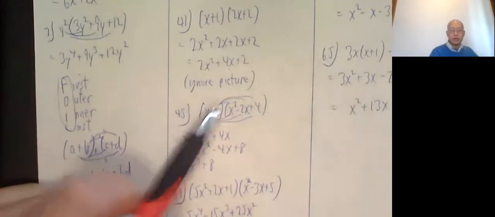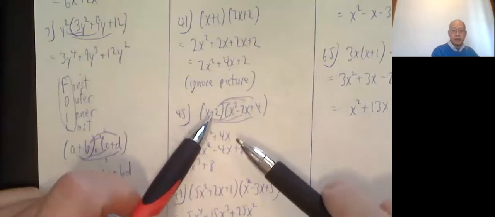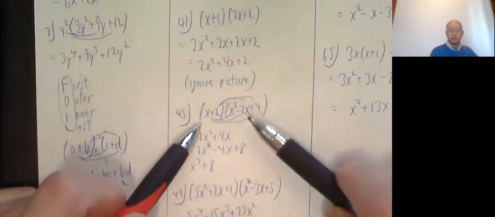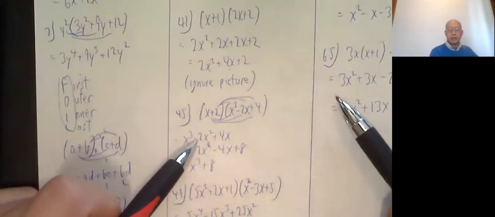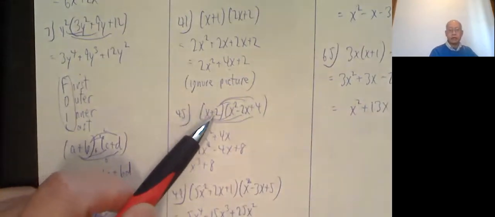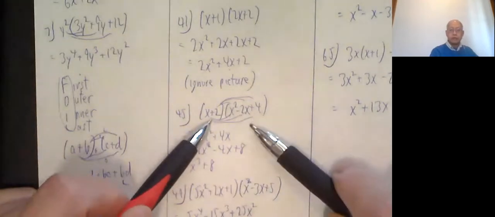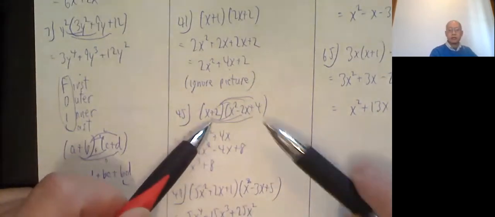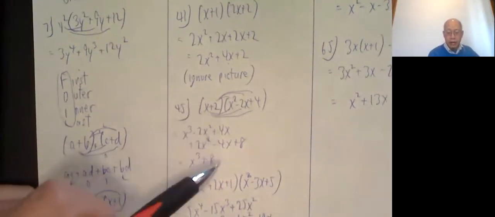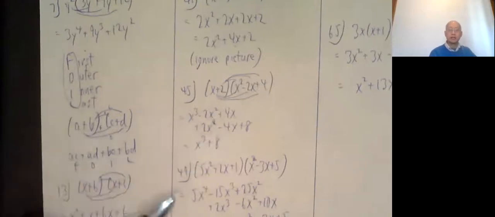But the concept is you take everything here times everything here. So you go x times that, and that. Then you go 2 times that, and that. Okay, so x times x squared, x cubed. x times negative 2x, negative 2x squared. x times 4, 4x. Okay, I'm done with the x. Now 2 times all of these. 2 times x squared, 2x squared. 2 times negative 2x, negative 4x. 2 times 4 is 8. You notice how I lined it up so that I can just look down to combine like terms. In fact, these cancel out. These cancel out. So all that's left is x cubed plus 8.